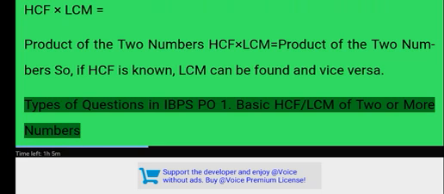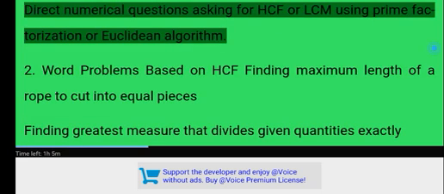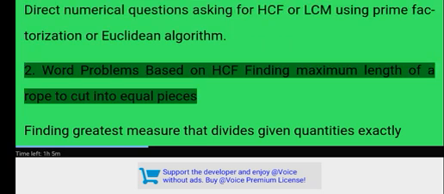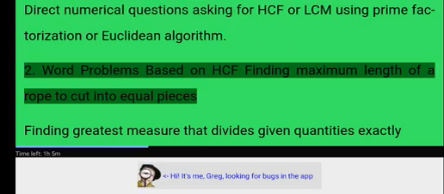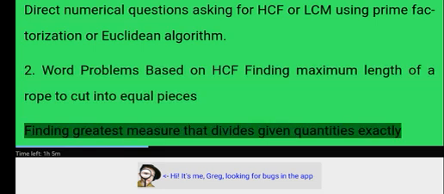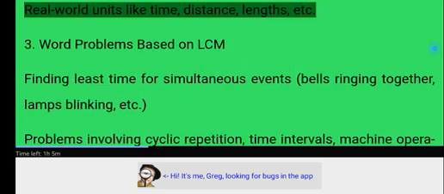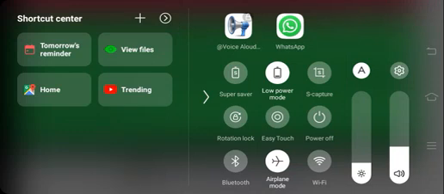Types of questions in IBPS PO. 1. Basic HCF, LCM of two or more numbers. Direct numerical questions asking for HCF or LCM using prime factorization or Euclidean algorithm. 2. Word problems based on HCF, finding the maximum length of a rope to cut into equal pieces, finding the greatest measure that divides given quantities exactly, real-world units like time, distance, lengths, etc.